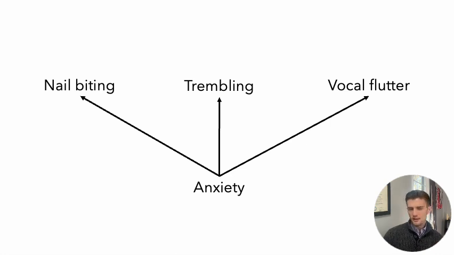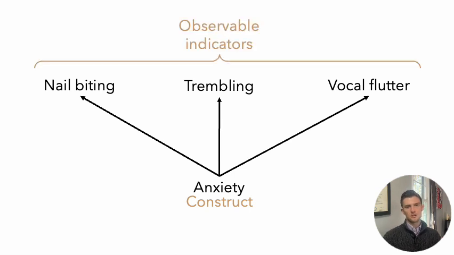You didn't directly see anxiety. What you saw was nail biting, trembling, and you heard the vocal flutter. But it would be very weird to think that that was not a good reason for thinking this person is anxious, right? So anxiety is the construct. It's not directly observed, but it is indirectly observed through these observable indicators. These three behaviors that we did observe are indicating, are manifesting an underlying psychological state, right?